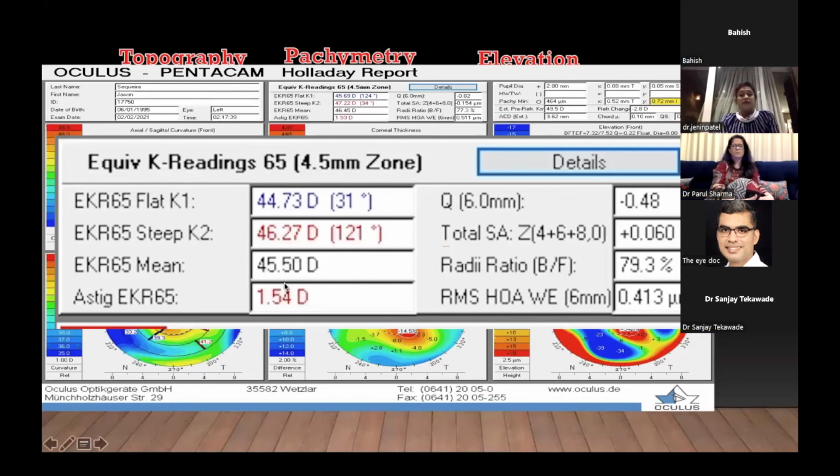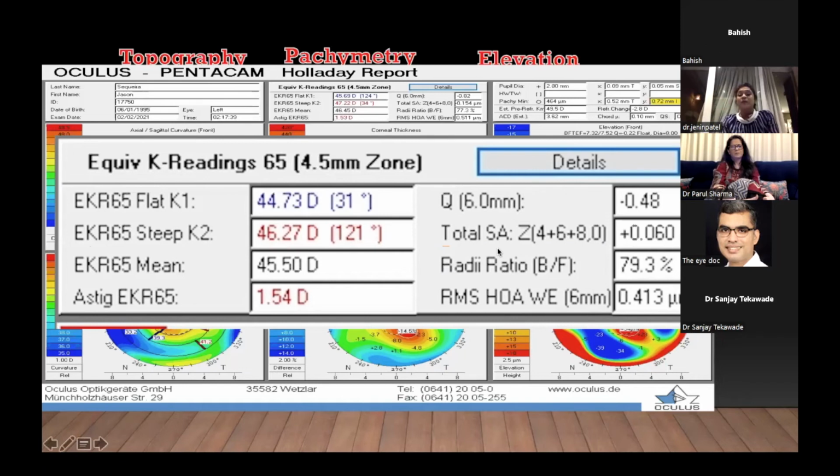Another very important factor is your EKR values of the K1 and K2. Now, these values are extremely good, like I said, for all your corneal pathologies, whether it is post-refractive surgery, whether it is a scar, whether you're dealing with any corneal irregularity. What the EKR value does, it incorporates the posterior corneal value into the anterior corneal curvature as well, and then gives you a value, which is your EKR K1, which is your flat, and EKR K2, which is your steep, and the mean EKR. Now, your mean EKR is not the EKR of K1 plus K2. We'll come to what that is, and the astigmatism in the EKR.